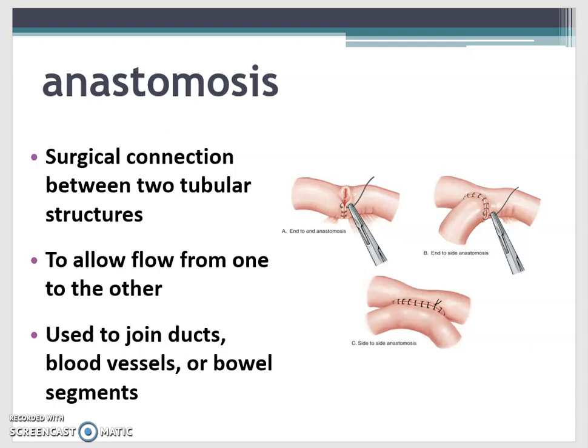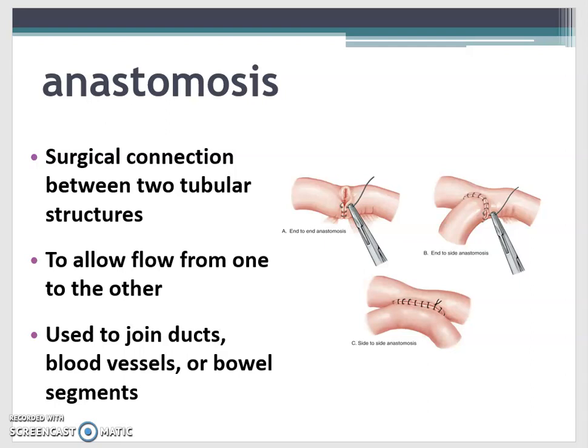Anastomosis is the opposite of this. This is a type of adhesion that is surgically induced, and it serves a purpose, like a heart bypass, which is a great example of anastomosis. It's a surgical connection between two tubular structures to allow flow from one to the other, used to join ducts, blood vessels, bowel segments.